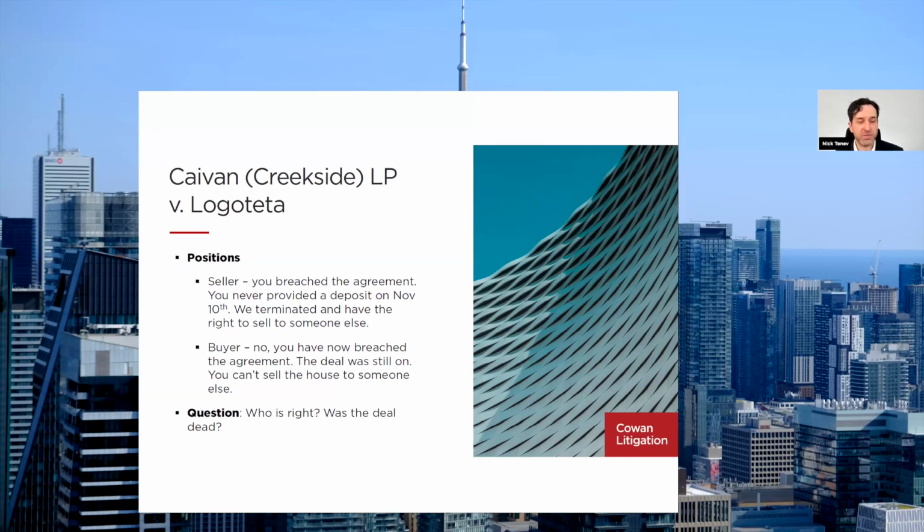And the buyer goes, well, no, you have breached the agreement. The deal was still on. You can't just sell the house to somebody else. So the seller thought the deal was terminated based on what they said. The buyer's position was, no, it was never terminated. So another poll: who do you think was right? Was the deal dead? The seller is saying the deal was dead, was terminated. The buyer is saying no, the deal was not dead. So Frank, if you can put up a yes or no poll, was the deal dead?